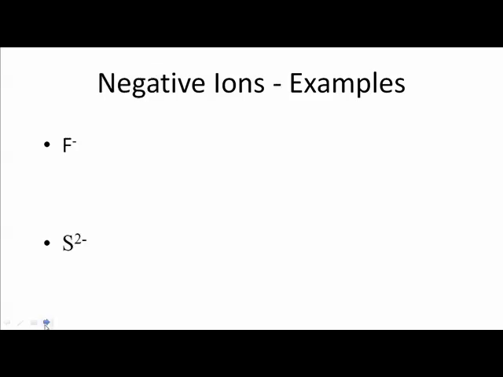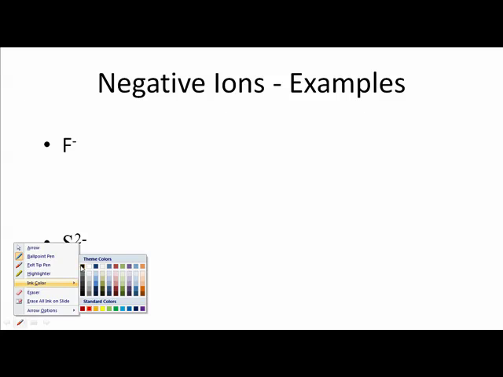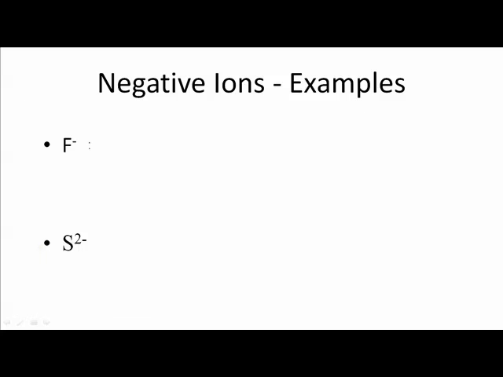For negative ions, all you're doing is adding electrons, so it's actually a little simpler. For fluorine, that'd be 1s2, 2s2, 2p5. It's a negative ion, so you add 1, so it's 2p6. For sulfur, let's use the abbreviation: neon, 3s2, 3p4 would be sulfur. We're adding 2 electrons because it's -2, so this would be 3p6.